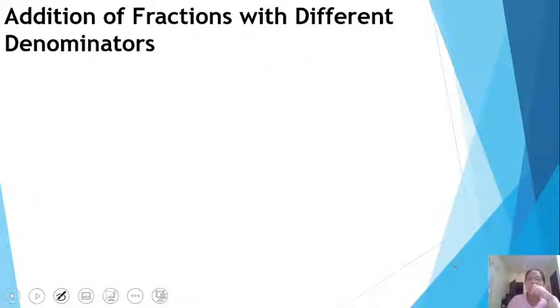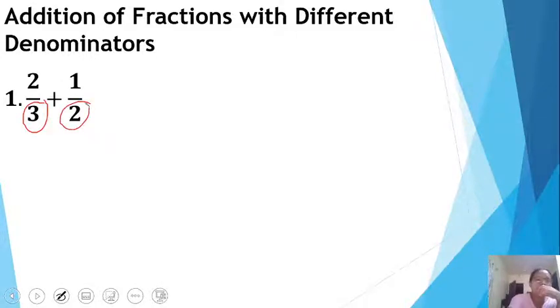How about if we have different denominators? For example, 2/3 plus 1/2. In here, the denominator is 3. In here, the denominator is 2. So instead of finding the multiples of the denominators, I prefer to find the common factors of them, or the prime factors of these denominators.